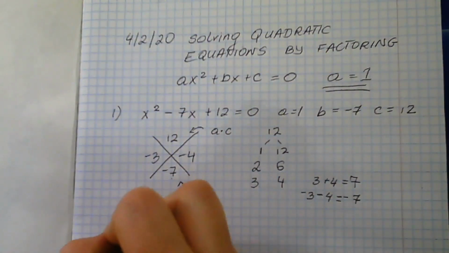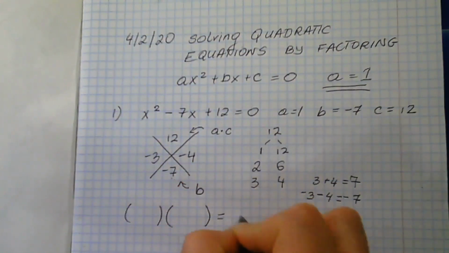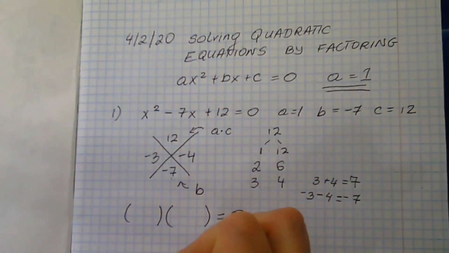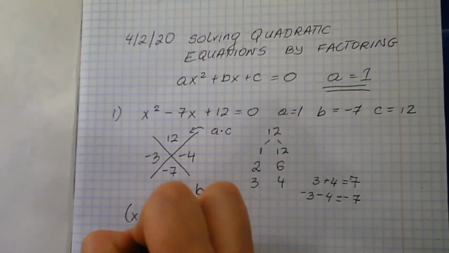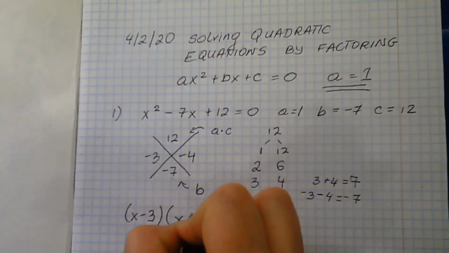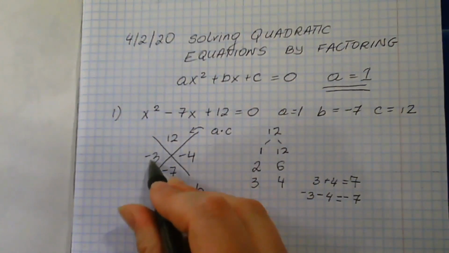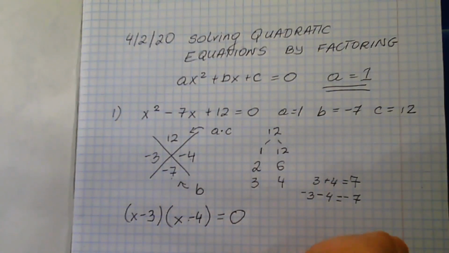What do I do with them? Well, this is factoring, so I need to put them back in parentheses, like the opposite of distributing or foiling. So (x minus 3)(x minus 4), because they're both negative, it's -3 and -4. I'm not changing the sign over here.